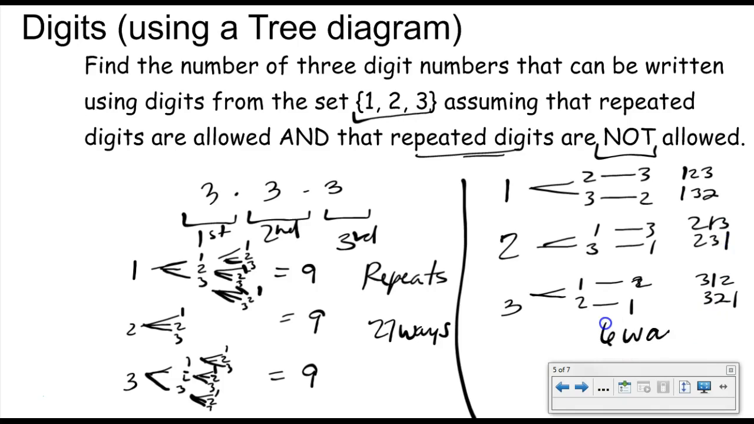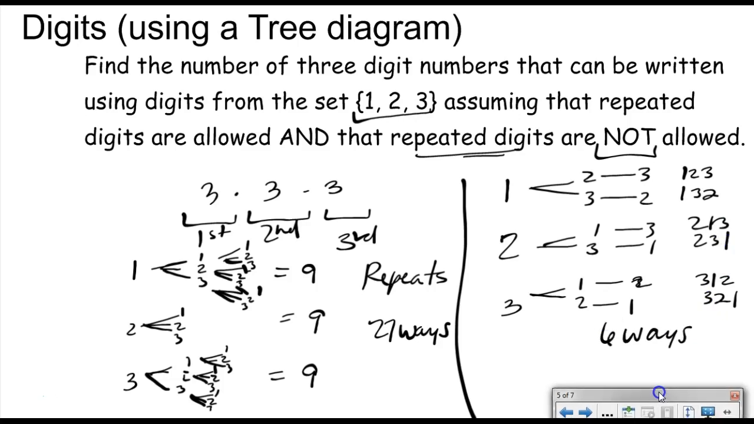There are 6 ways. Now we can multiply. I know I said not to, just because I want you to see how this looks visually. But if I had my 3 digits, I have 3 numbers that can go here. I only have 2 numbers that can go here, and I only have 1 number that can go here if I'm not repeating. So 3 times 2 times 1 is 6.